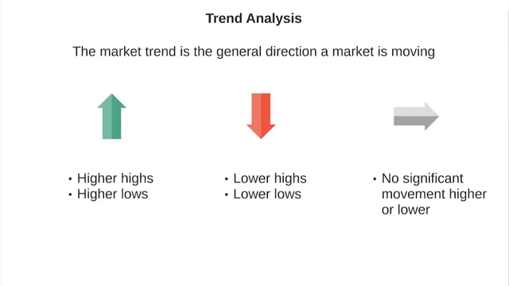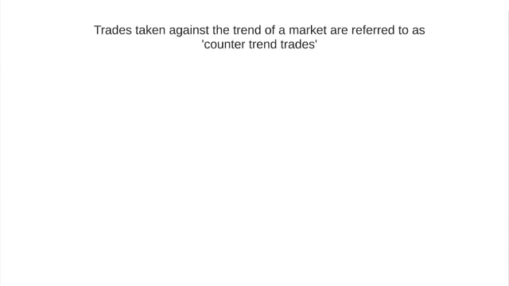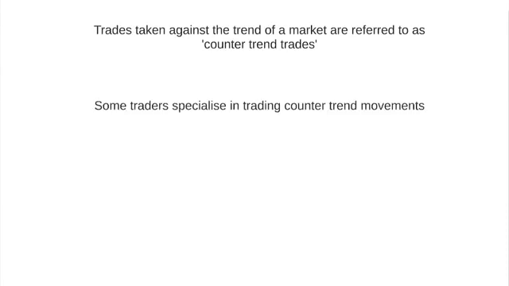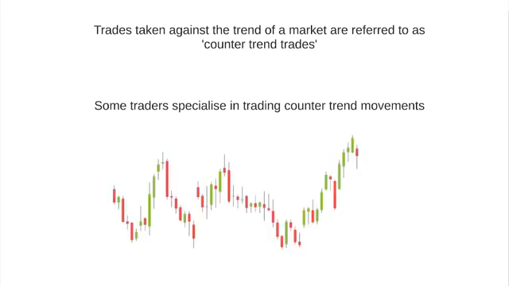The trend of a market is very important to some traders, as they will only trade in the direction of the trend. They do this as they work on the assumption the trend will continue, so there is likely going to be more progress in the direction of the trend than against it. Any trades that are taken against the trend of a market are referred to as counter-trend trades. Some traders even specialise as counter-trend traders and look to take advantage of price pullbacks within a trending market.